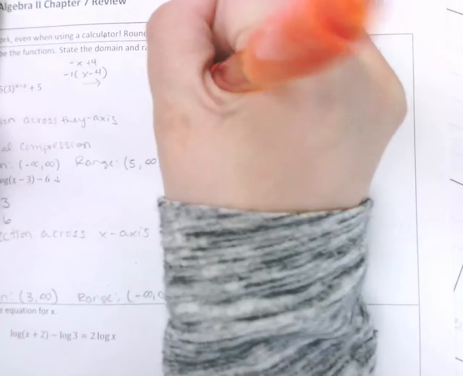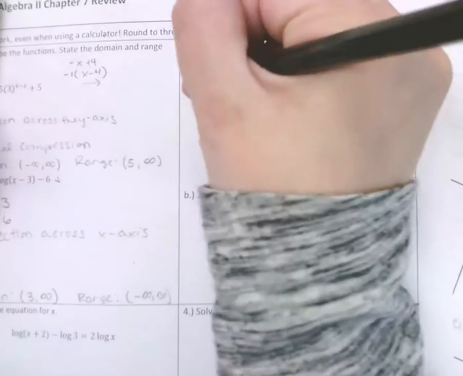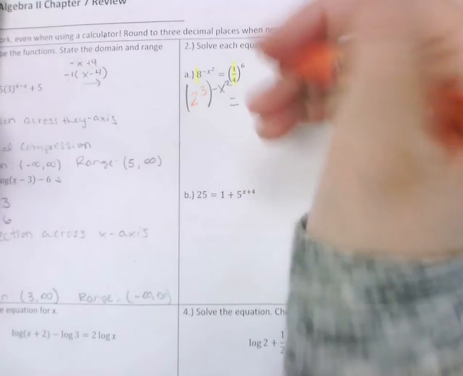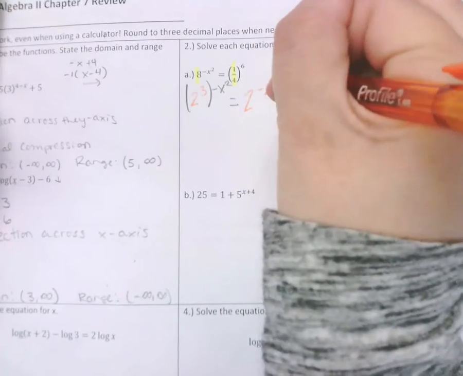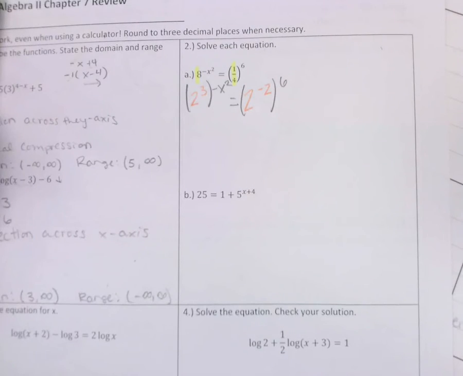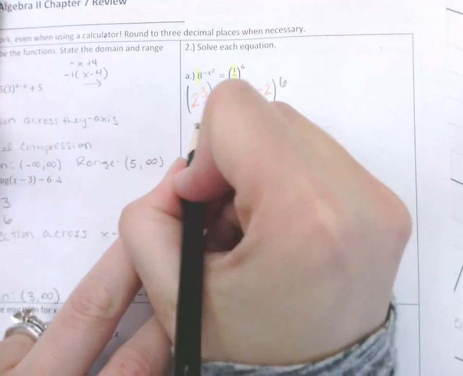So 2 cubed is 8. And 2 to the negative 2 power is 1/4. So like if 2 squared is 4, 2 to the negative 2 is 1/4. You're going to multiply your exponents together.